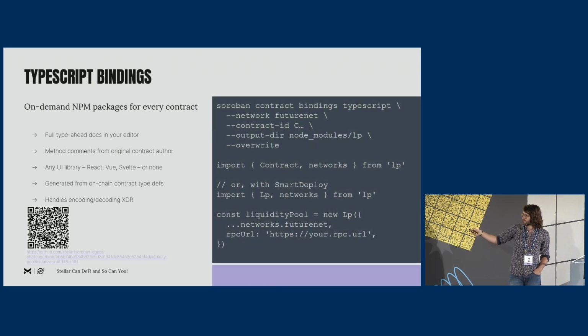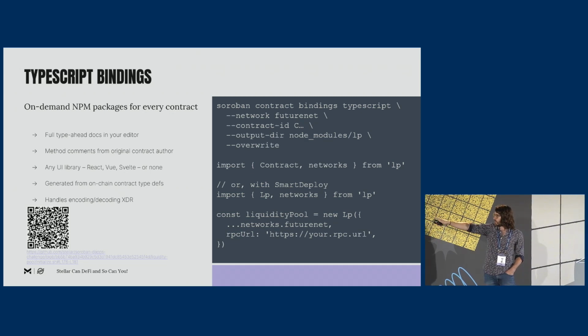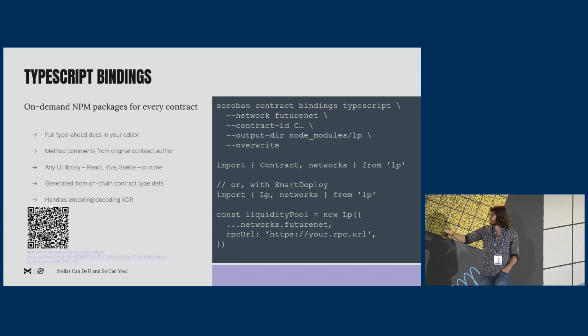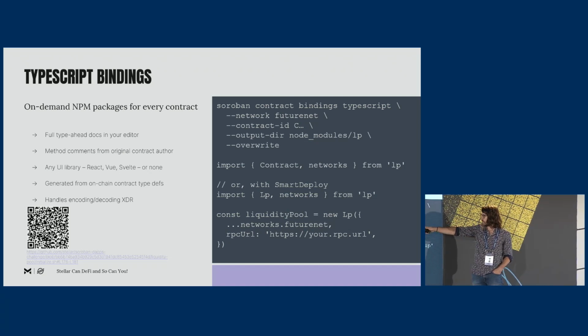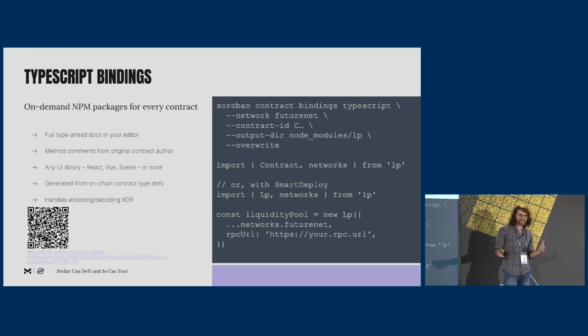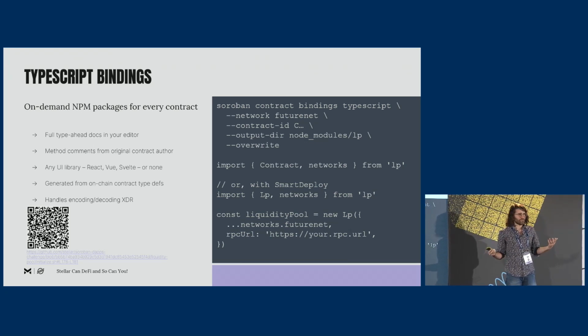So it looks like this. We've got Soroban contract bindings TypeScript. You give it the network, the contract ID, tell it where to put it. In this case, we're putting it in the node modules /LP. Yes, we are generating it directly into the node modules folder. This feels a little dirty, but we found that it works the best.